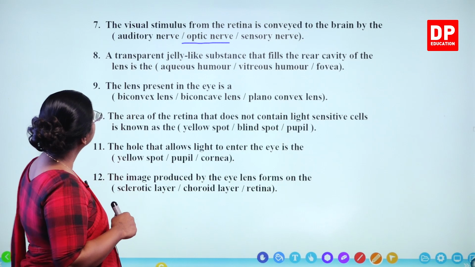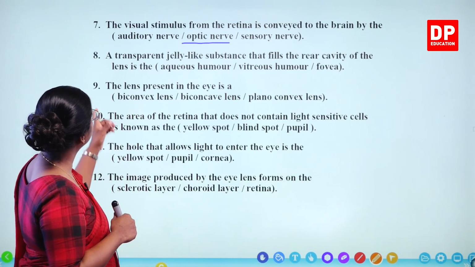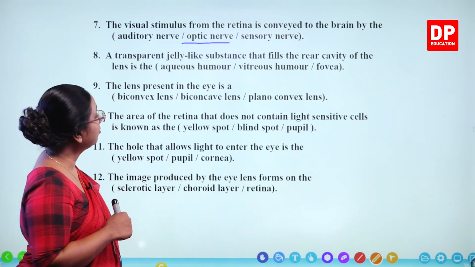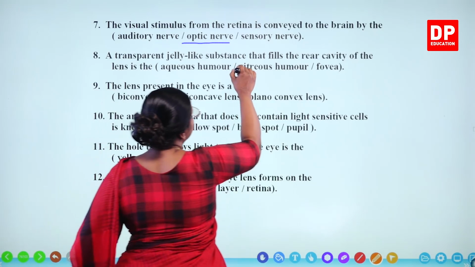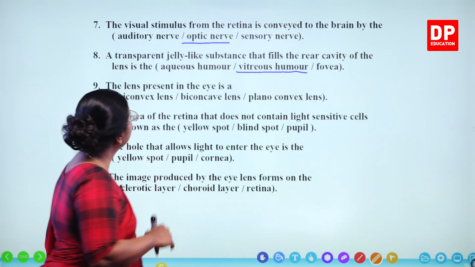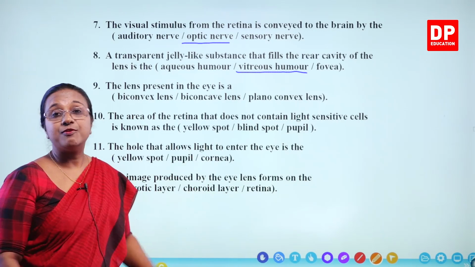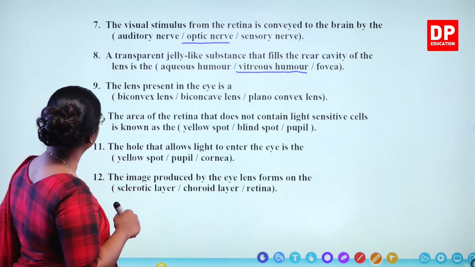Then the eighth one. A transparent jelly-like substance that fills the rear cavity of the lens is what? That is the vitreous humor. Aqueous humor is between the cornea and the lens. Vitreous humor is the transparent jelly-like substance that fills the rear cavity of the lens. And fovea is the spot in the retina where the sharp images are formed.